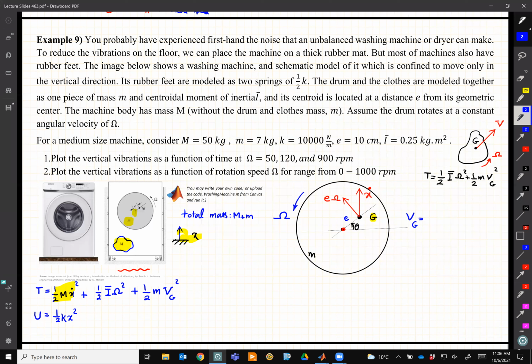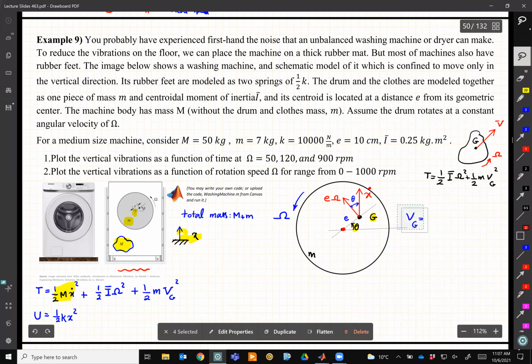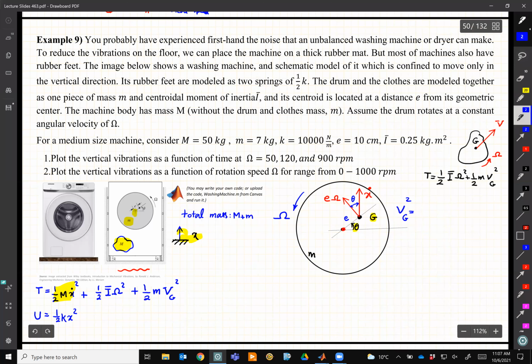When we have two vectors and we have the angle between them, you know what to do, right? If this is theta, then the total Vg, we can use the cosine formula, right? Vg squared will be x dot squared plus e omega squared plus 2 x dot e omega cosine theta.